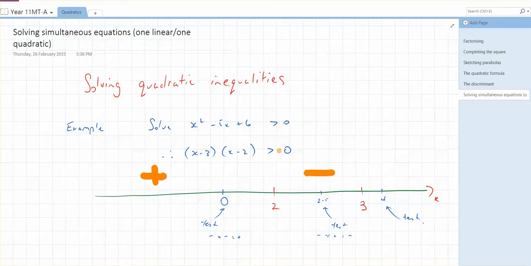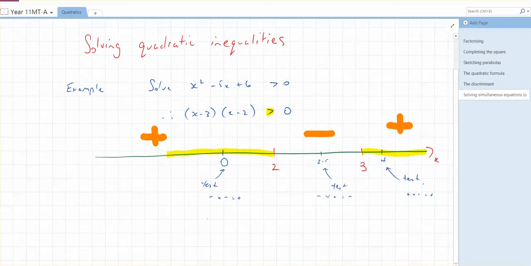Okay, what do we want? We want a greater than zone. So we need to check the end. We're anticipating that it's going to be positive. Put 4 in there: 4 minus 3, that's positive, 4 minus 2, that's positive, so that's a positive times a positive, a positive result, and we've got a positive zone here. So the zones that work for us, greater than 0, are here, and here. So how do we write that? As two separate inequalities: x is less than 2, or x is greater than 3.